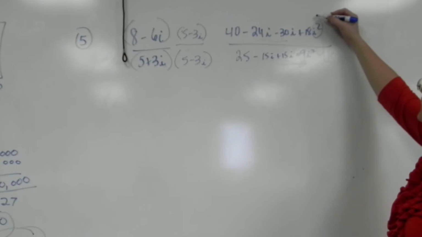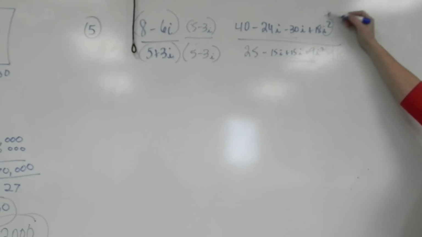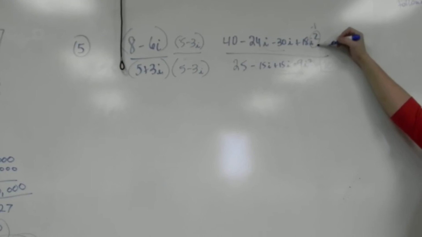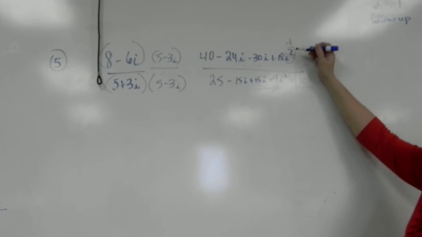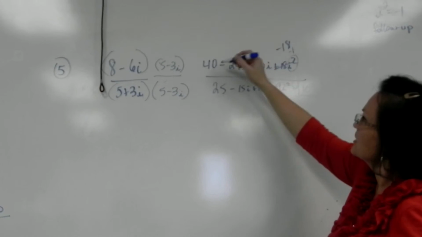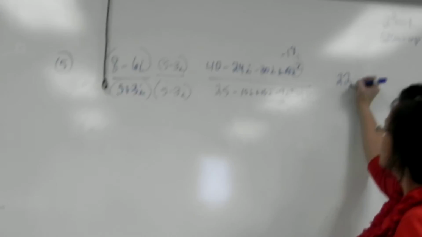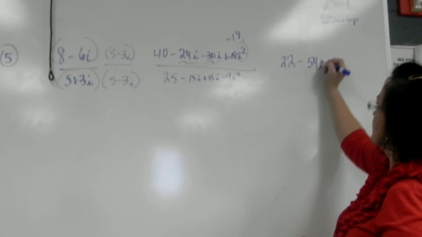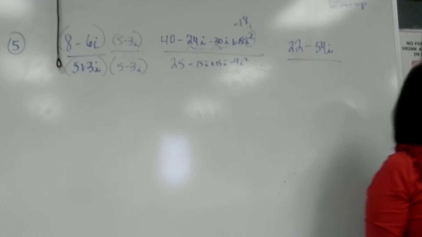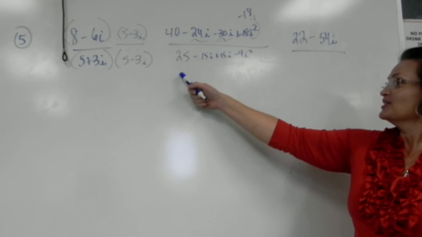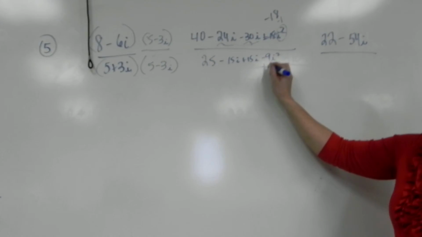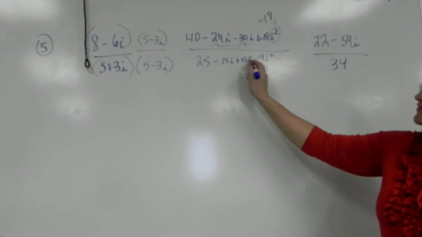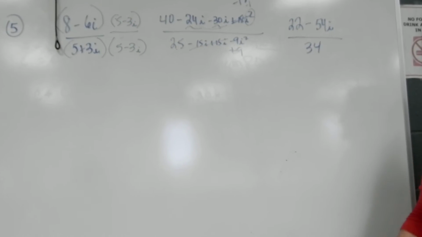So i squared is negative 1, so an 18 times a negative 1 will turn into a negative 18. It always changes the sign of your term. So this is now a negative 18 and a positive 40, which is 22. Negative 24i, negative 30i is negative 54i. So combining your like terms, in the bottom, you've got the same thing happening that makes it a plus 9. So 25 plus 9 is 34, and then the 15i's cancel out.